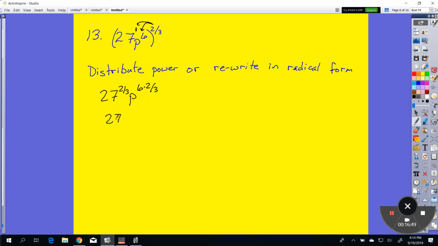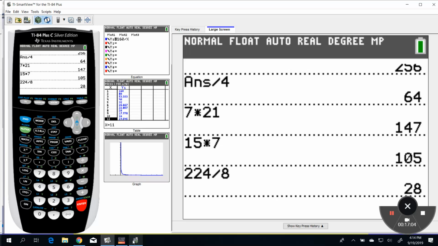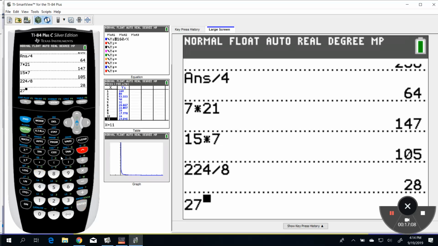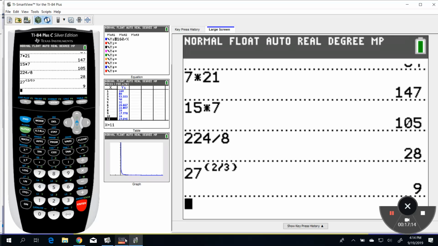So 27 to the 2/3, you can type that in your calculator. In just a minute, I'm going to show you what that really means. And p to the 6 times 2 is 12, divided by 3 is 4. So 27 to the 2/3, if we go to the calculator, we go 27 up arrow to the 2 divided by 3, and we get the answer is 9.